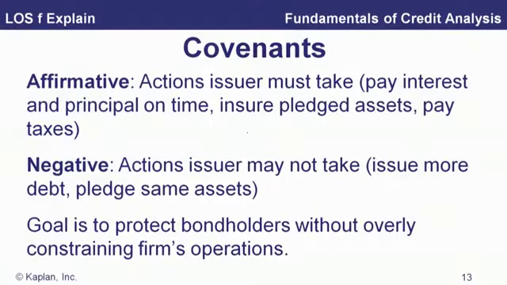Covenants. Well, we already saw this at some point, or you may have. Affirmative covenants. They must take. Pay the interest, pay the principal, insure pledged asset, pay taxes. These are very common ones. There can be others. Negatives are the ones they can't do. Often it says, well, you can't issue more debt that is pari passu, I knew I'd get to use that phrase, with this debt, because clearly the more debt we do at the exact same level of seniority, that's going to dilute the claim of those that already own the bonds.